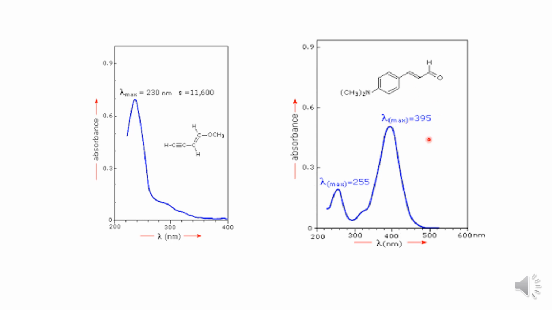So these lambda max values are very useful in UV visible spectroscopy as they give information or some clues about the nature of the unsaturation present in that particular organic compound.